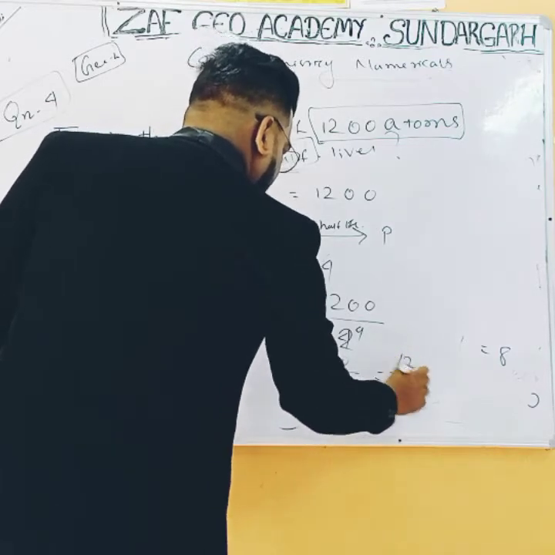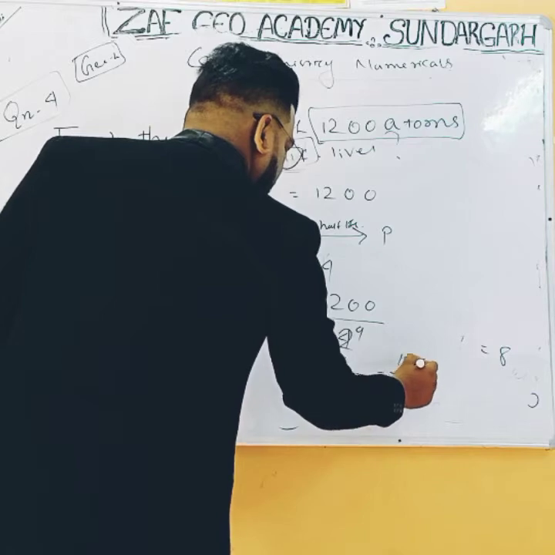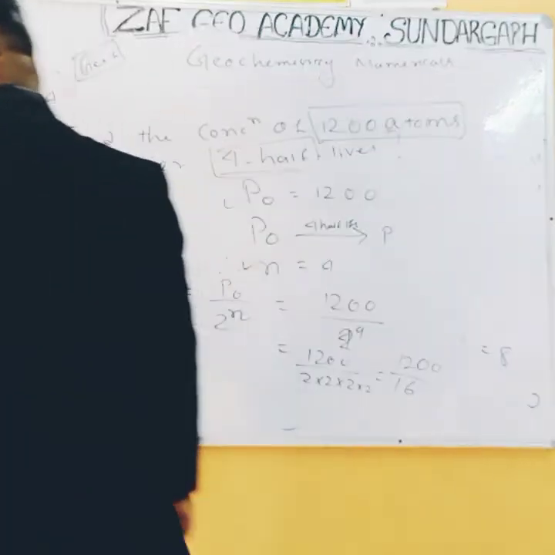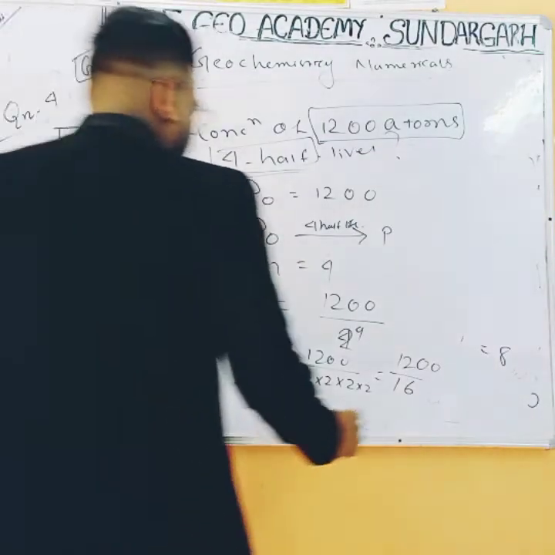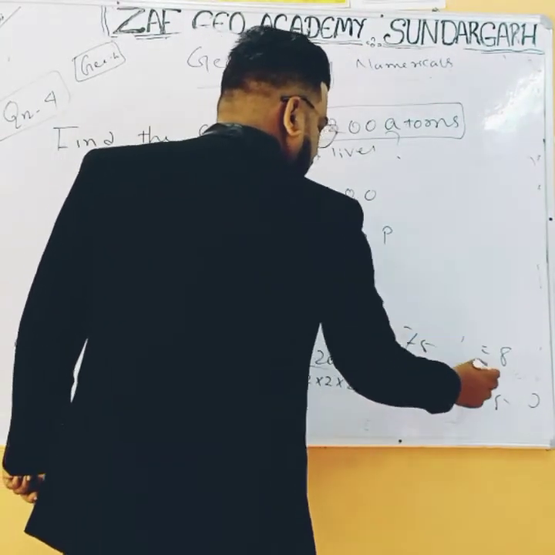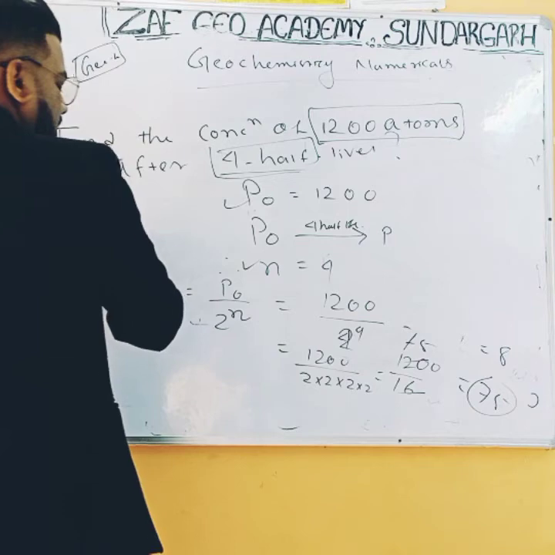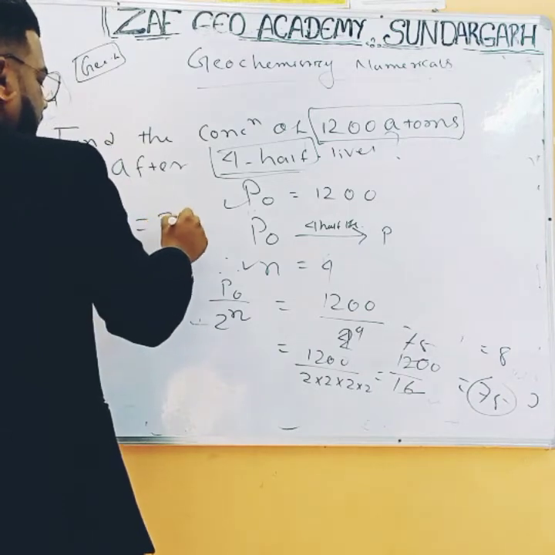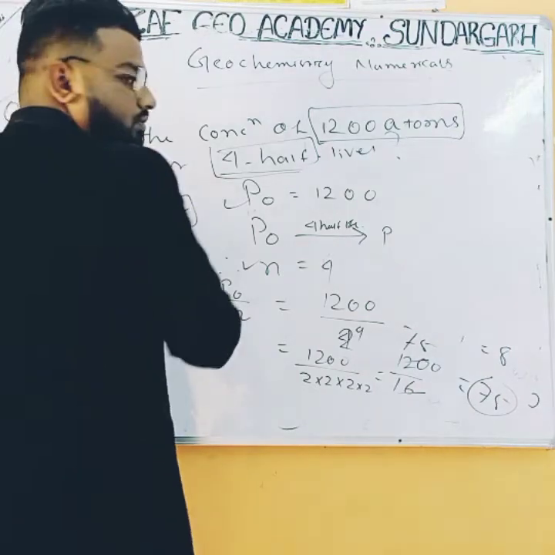So 1200 by 16. It will be equal to how much? 75. So the answer will be 75. So P will be equal to 75. This is your answer.